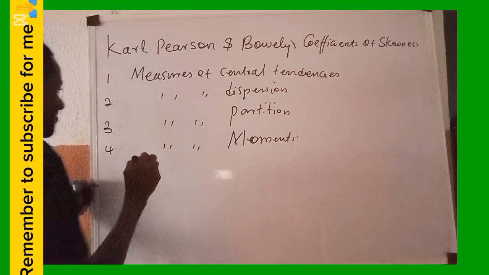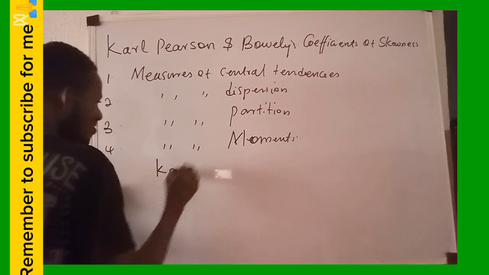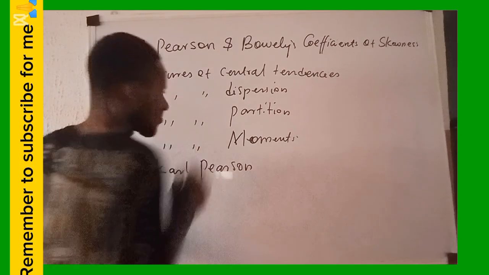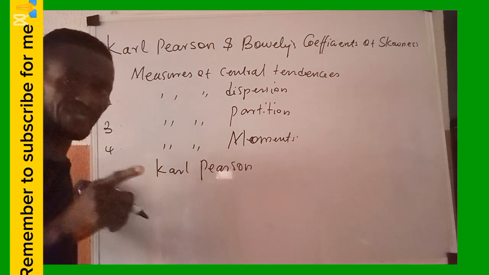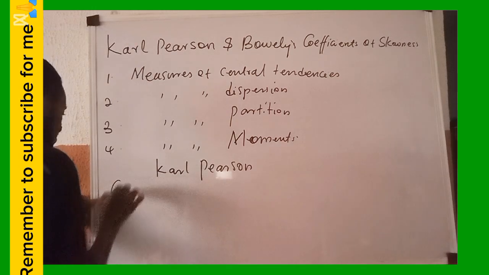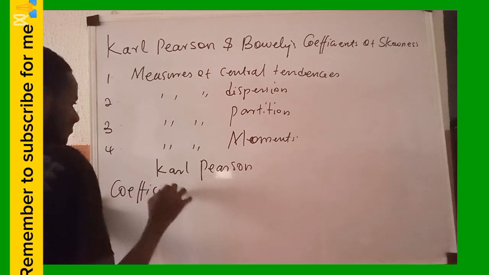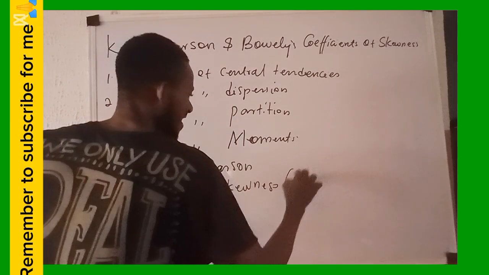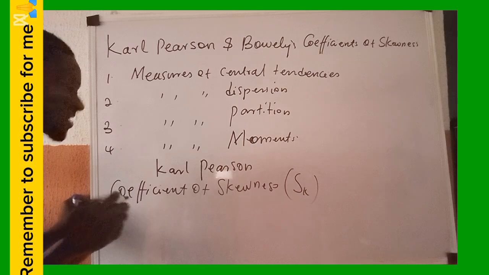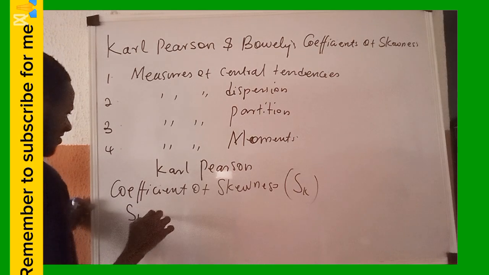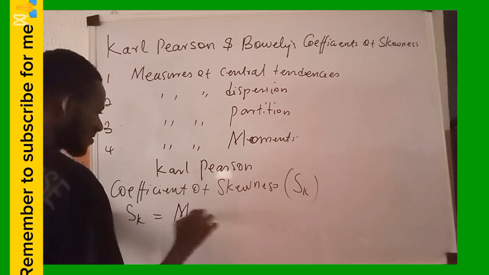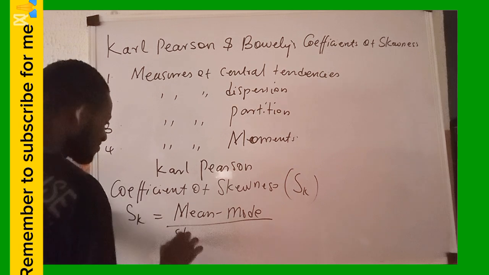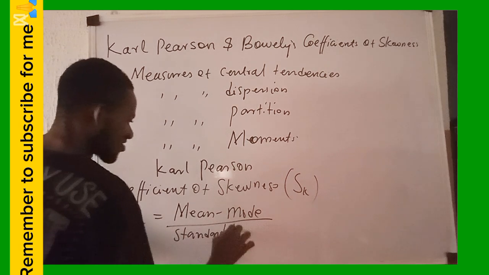According to Karl Pearson, the coefficient of skewness, denoted by S subscript K, is given as S subscript K equals mean minus mode, all over standard deviation.